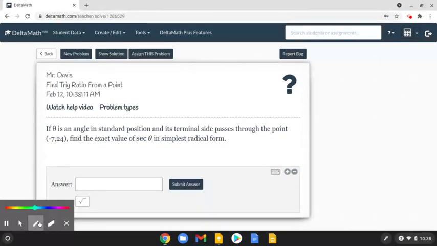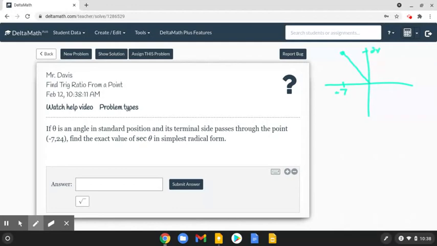Okay, so let's start by drawing our coordinate plane. Always just do the step first, then go ahead and plot that point. Doesn't need to be accurate, but put it out there. Negative 7, 24 is up here. Connect it to the center. And then just draw your triangle. Just go straight to the axis.